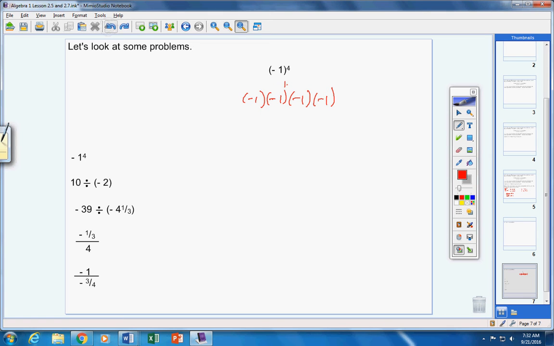The shortcut would be this. Do I have all multiplication? Yes, I do. Add up all of your negative signs. How many do you have? 4. That's an even number. So I know my answer is going to be positive. Positive 1. Let's move on to the next problem.